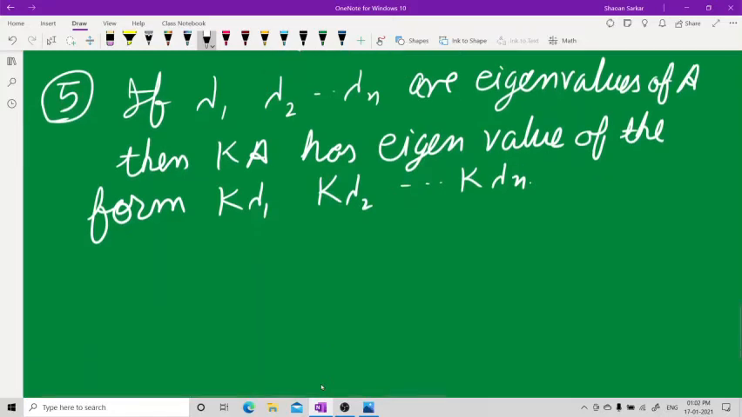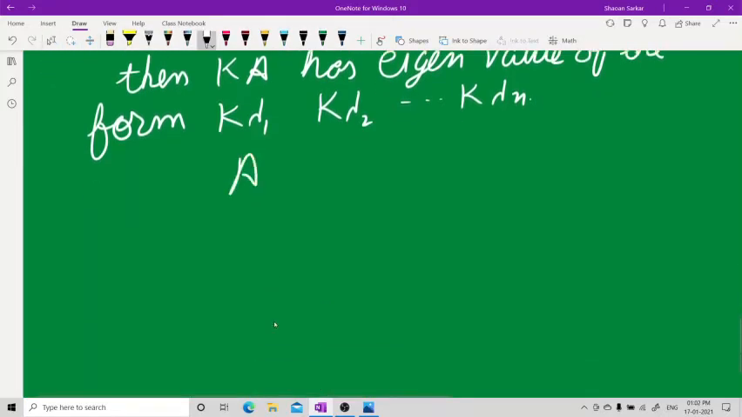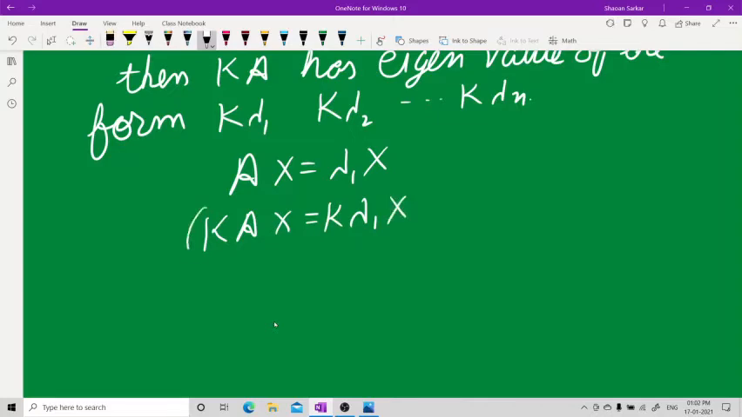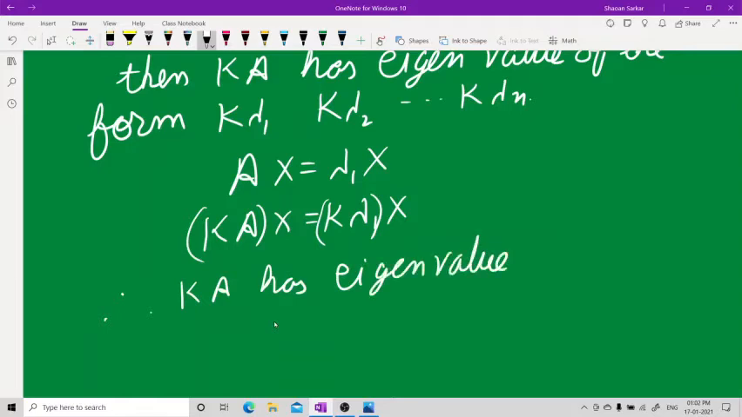Now see, what is the thing? Ax is equal to lambda 1 x. Let me do it for lambda 1. Multiply both sides by k. kAx is k lambda x. Now you see, kA x is k lambda x. Therefore, kA has eigenvalue k lambda 1, and so on.